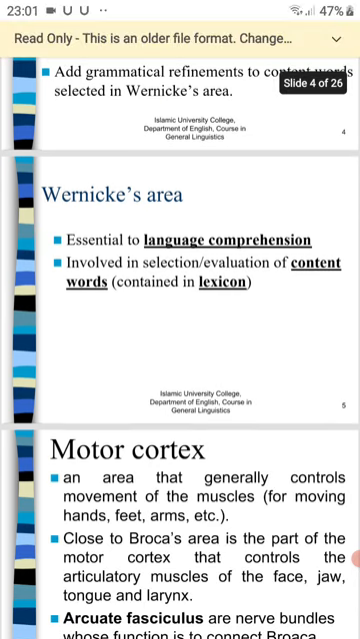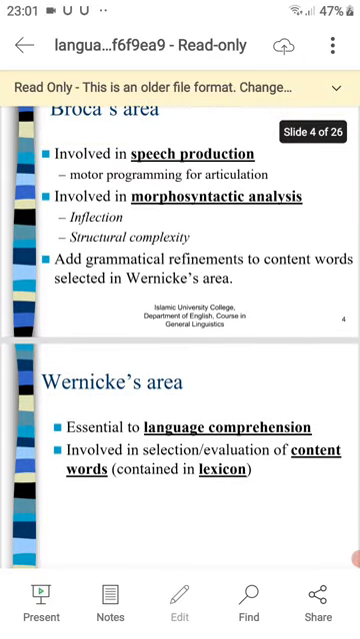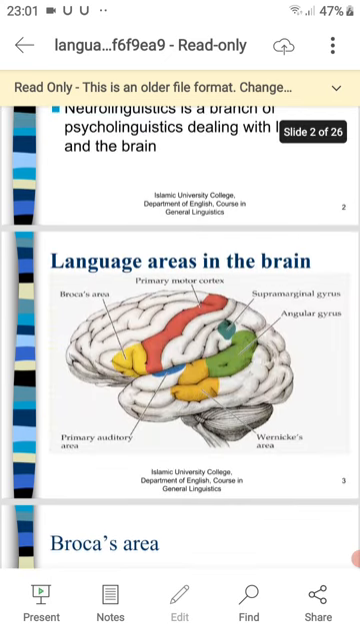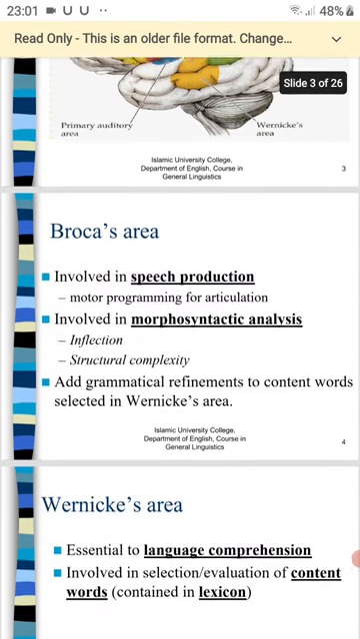Wernicke's area is essential for learning comprehension and understanding context. If a person has damage in this area, they will have problems with lexical meaning. So again, Broca's area and Wernicke's area are very important, the main parts of neurolinguistics. The function of Broca's area is speech production. Look, here is the yellow Broca's area, very dark yellow, and here is Wernicke's area.